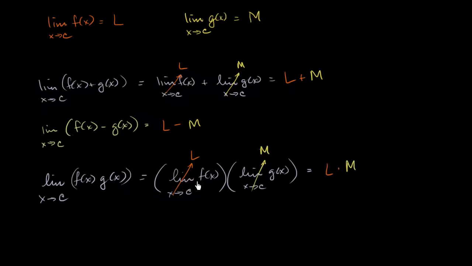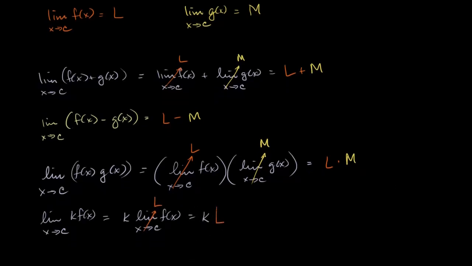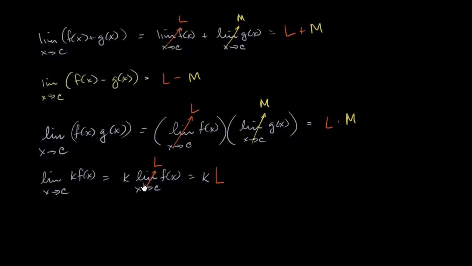Same thing if, instead of having a function here, we had a constant. So if we just had the limit of k times f of x as x approaches c, where k is just some constant, this is going to be the same thing as k times the limit of f of x as x approaches c, and that is just equal to L. So this whole thing simplifies to k times L. This is often called the constant multiple property. We can do the same thing with differences.